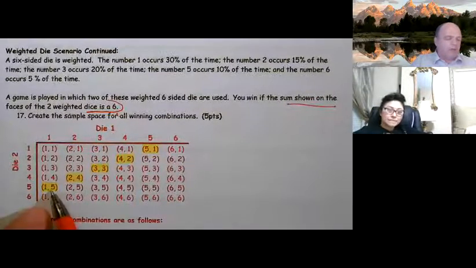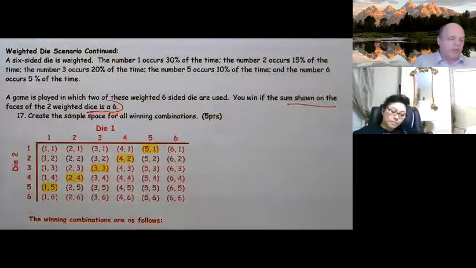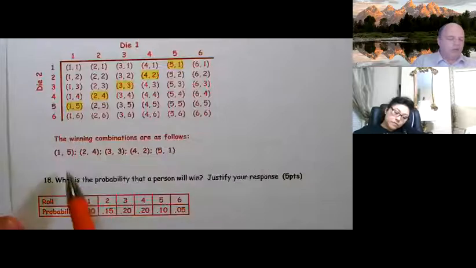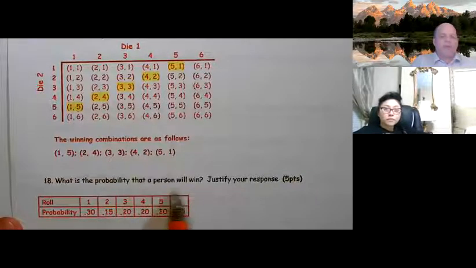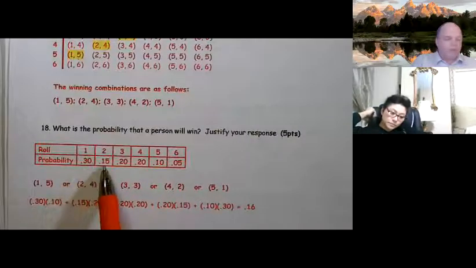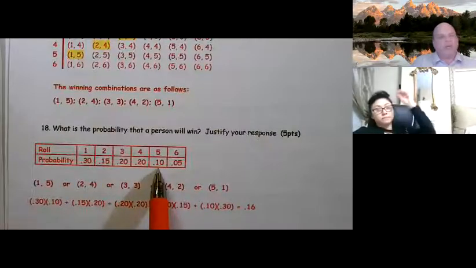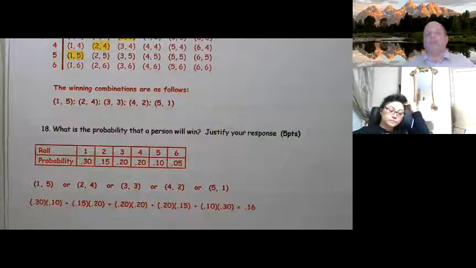So 1 plus 5 is 6, 2 plus 4 is 6, 3 plus 3 is 6, 4 plus 2 is 6, 5 plus 1 is 6. So my winning combinations are 1,5; 2,4; 3,3; 4,2; 5,1. Question 18, what's the probability that a person will win? Well, these were my probabilities, 0.3, etc., and I just copied them from the previous page. You don't have to rewrite them, but I rewrote them just because I was trying to shorten things up so that you'd understand where I got them.